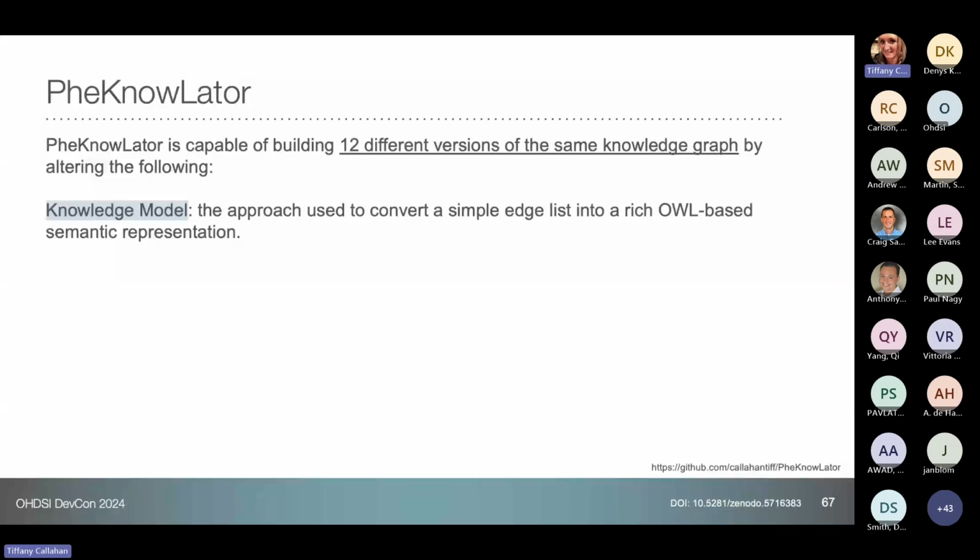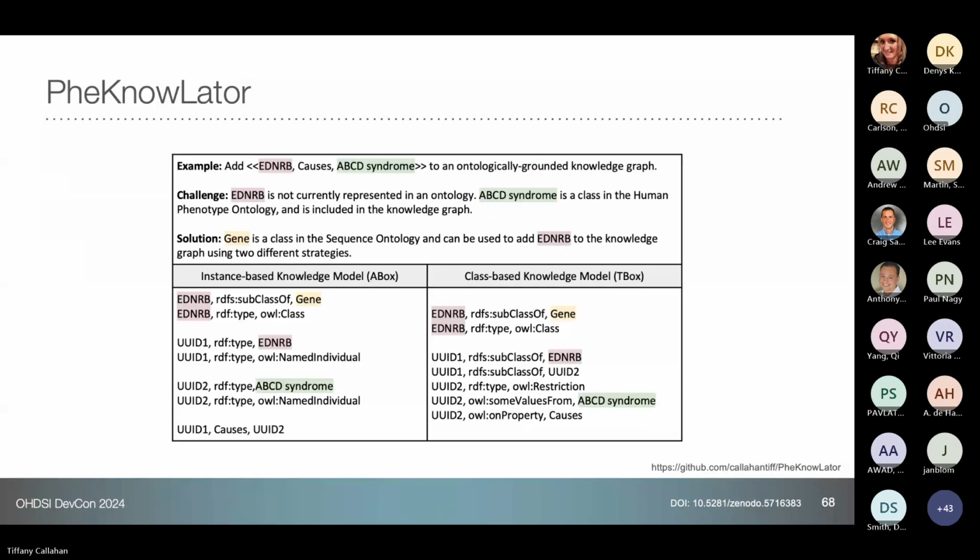PheKnowLator is capable of building 12 different versions of the same knowledge graph. It does this by altering the knowledge model, which is the approach used to convert a simple edge into a rich OWL-based representation. This slide shows an example of what I mean. There are two primary types of knowledge models, the A-box and T-box that we talked about, and PheKnowLator adopts those approaches. The figure provides an example of how the knowledge models differ when used to create the triple EDNRB causes ABCD syndrome.